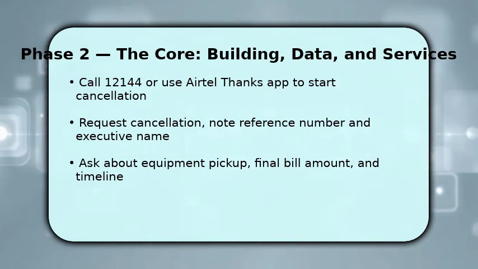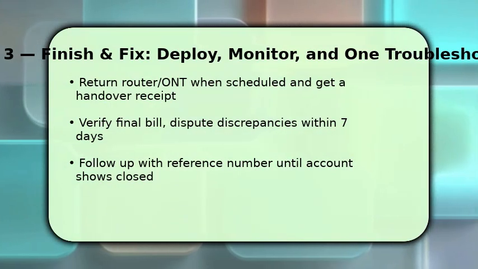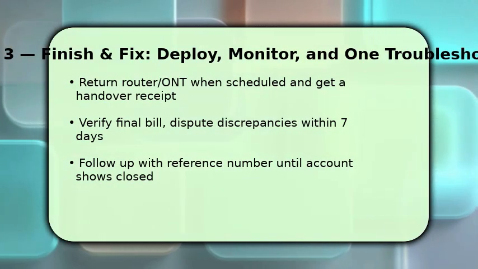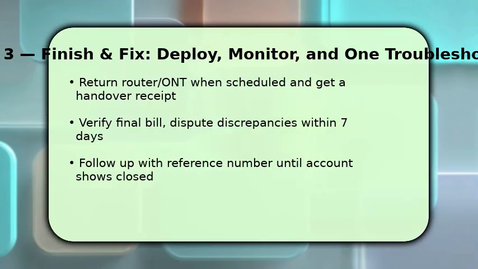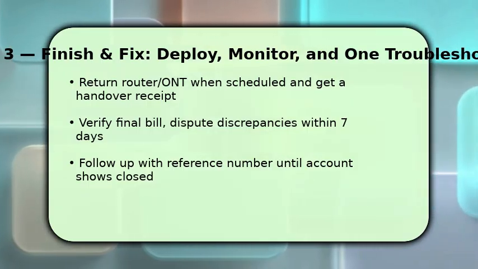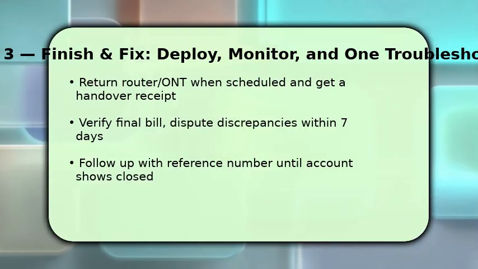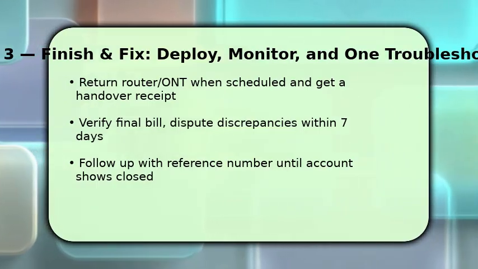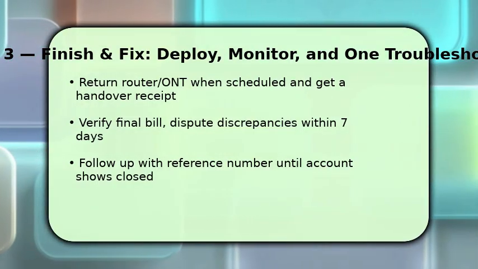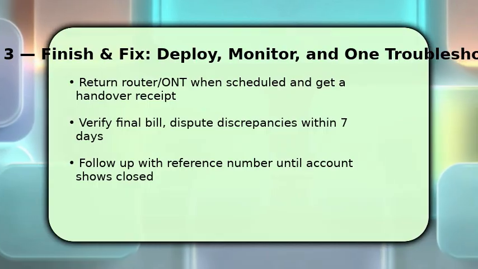You complete the process by returning any rented equipment, router, or ONT on the scheduled pickup day, and make sure you receive a printed handover receipt. That proves you complied. After that, verify the final bill carefully and dispute any discrepancies within 7 days using your cancellation reference. Finally, follow up once more with the reference number until the account status shows closed. If closure delays, escalate to a supervisor and file a formal complaint with the proof.